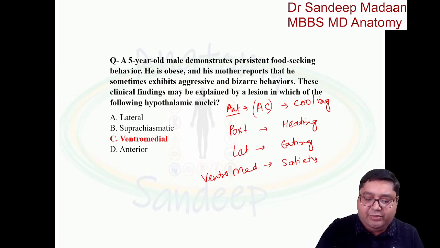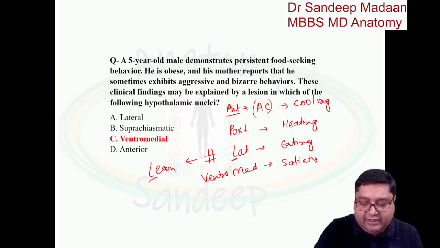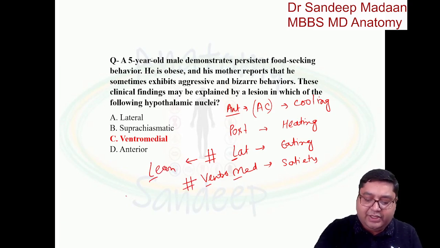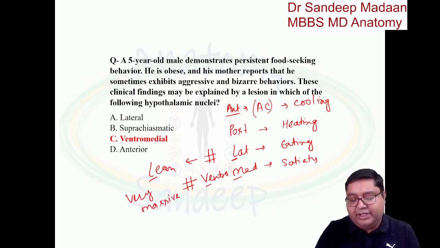The other way to remember is, if the lateral has a lesion, then what will happen? L for lateral, L for lean. The patient will become lean. But if the ventromedial has a lesion, then satiety will not happen, the patient will keep on eating, and the patient will become very massive. So these are the tricks we can use to remember the nuclei functions.